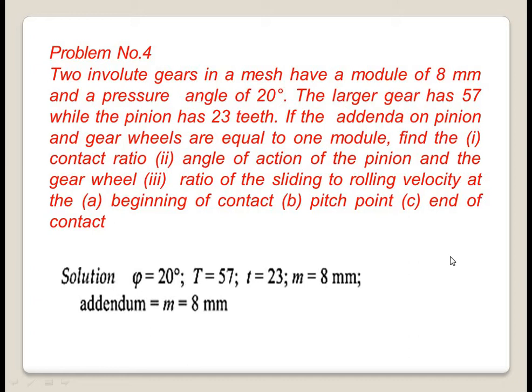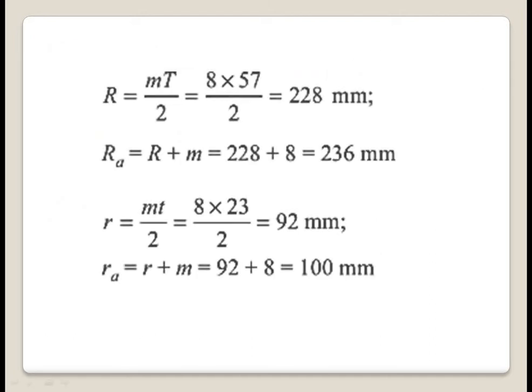So we will solve the problems one by one. The first finding is the contact ratio. We know the formula to find the contact ratio: contact ratio is equal to arc of contact divided by circular pitch, PC. So this is our formula. We will solve one by one.